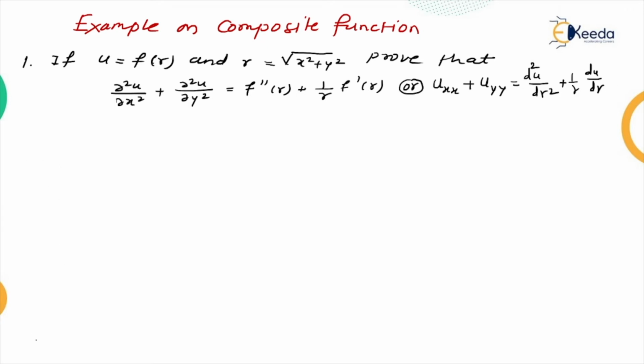Now let me start the solution. So let's see how to solve this. Solution: here you observe u is a function of r. r is a function of x comma y.